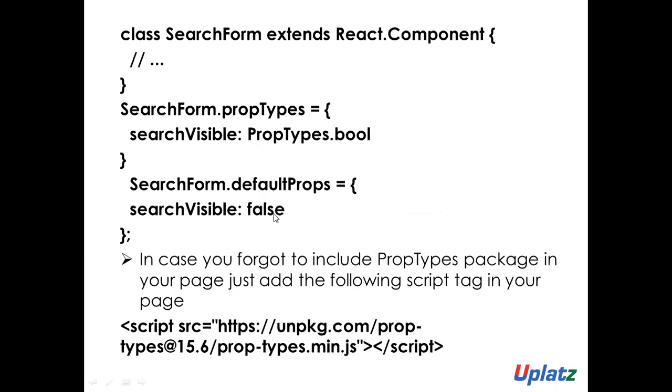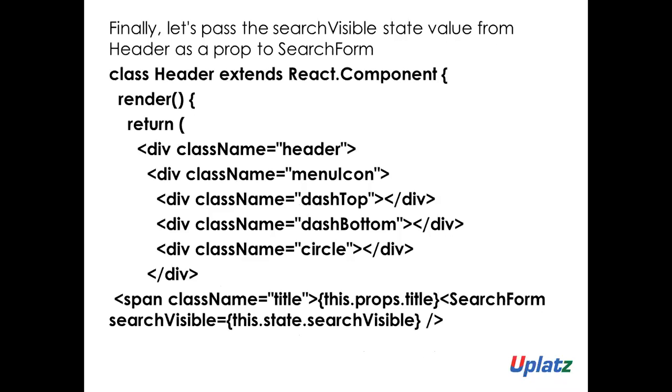So initially it should not show. In case you forgot to include the prop types in your package, you can just add the script in your HTML file. That should also be fine. Finally, we can pass the search visible state value from the header as a prop to the search form.